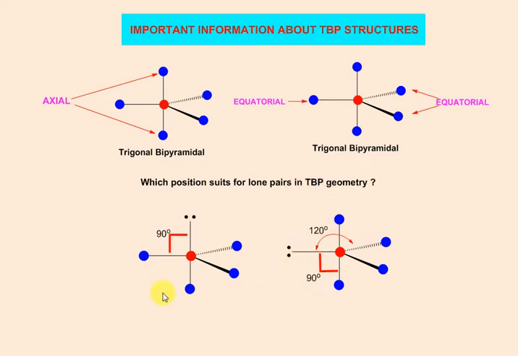By looking at this structure, we can easily say that the lone pair has more repulsion in this case as it is closer to the bonds, and here it has less repulsion. Less repulsion means more stability. So we have got the answer, that is, the lone pair will take equatorial position when it is trigonal bipyramidal geometry.